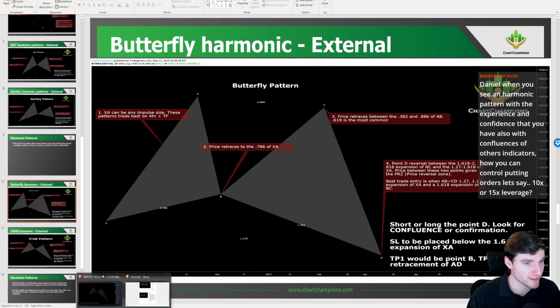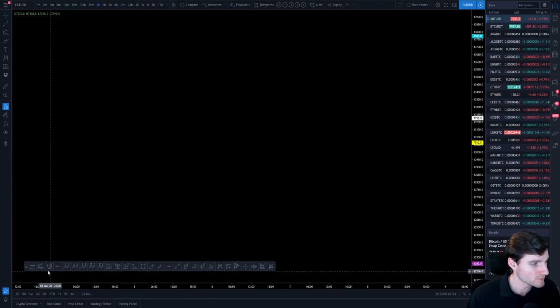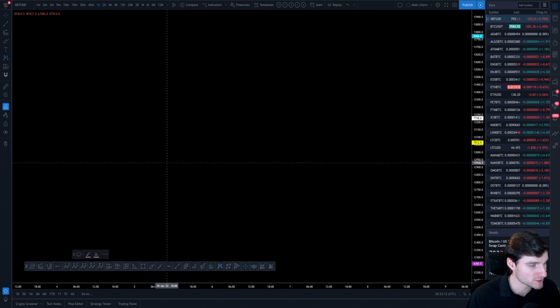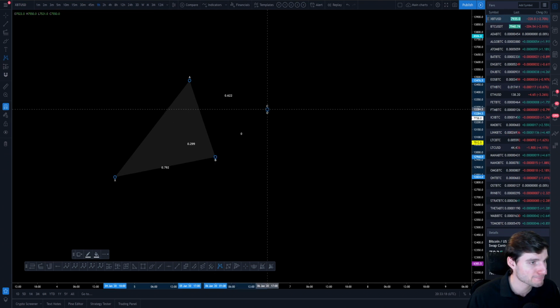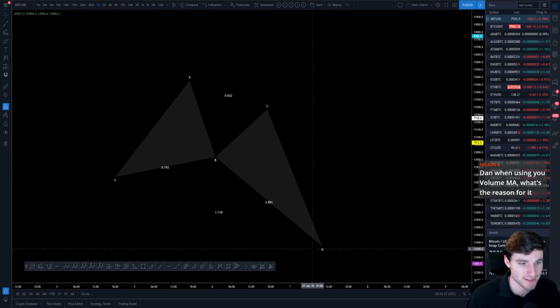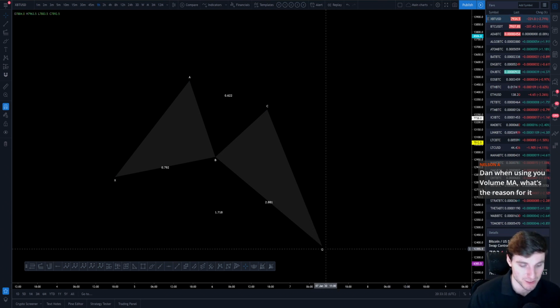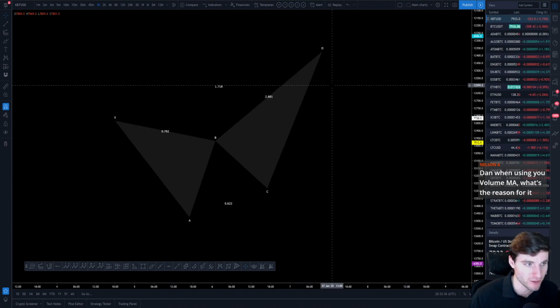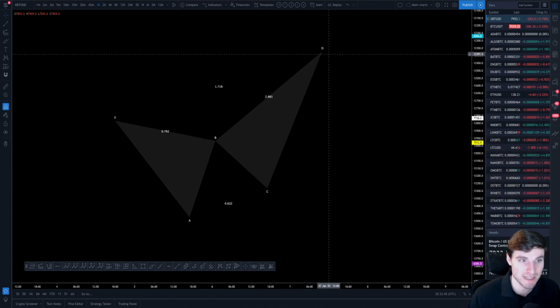Okay, so the question here is, can I explain the bearish butterfly? Yes, so let's just draw a butterfly, for example. Obviously this would be our bullish butterfly, because we have just expanded down to D here, and point D has ended at the lows. This is our bearish butterfly. With our bearish butterfly, we would have moved down, back up, back down, and then back up again. This is a bearish butterfly because point D is at the top.